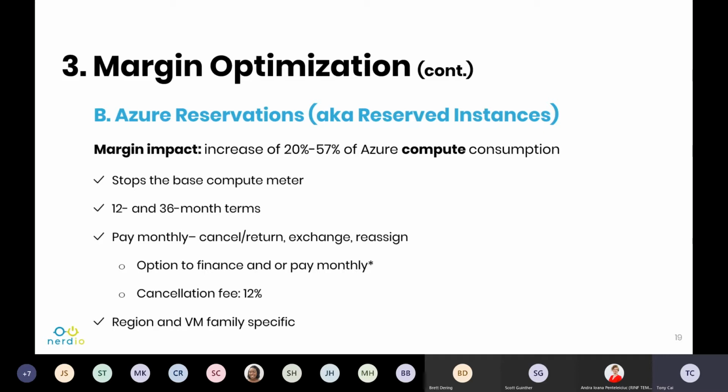So remember that chart we showed before, where we looked at the compute and the software. So this Azure reservation saves you money on the hardware side of that equation.